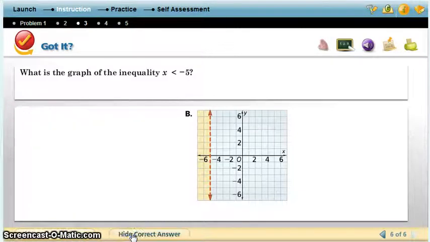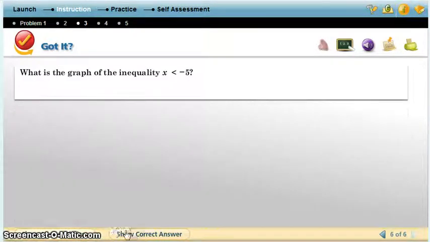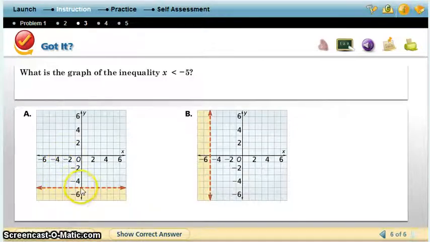All right, here is your correct answer. It is B. The problem with A is that this is negative 5, but on the y-axis. It's on the wrong axis. We want negative 5 on the x-axis. It does not have a y-intercept, so it must be vertical. And we want everything less than negative 5, so it's going to go here to the left.